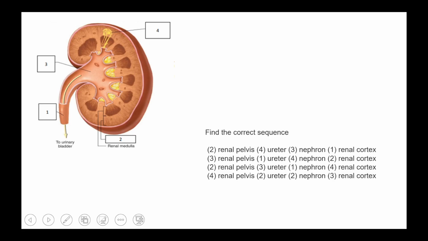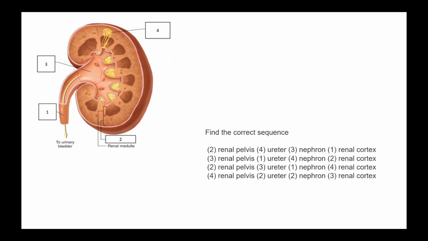Yeah, so this is the kidney structure. Here are two regions in the kidney section. This one is the renal medulla, and what about this one? What is this portion? Yes, it is the renal cortex. Then we have this third one, this particular portion. What is this? Yes, it is the renal pelvis.